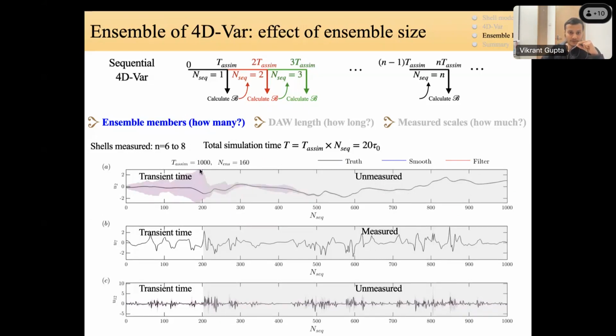But when we use a larger number of ensemble members, so 160, then we find that the spread is larger, the transient time is also much longer, but the code is much stabler. So we have a higher chance of staying close to the correct solution, to the ground truth.